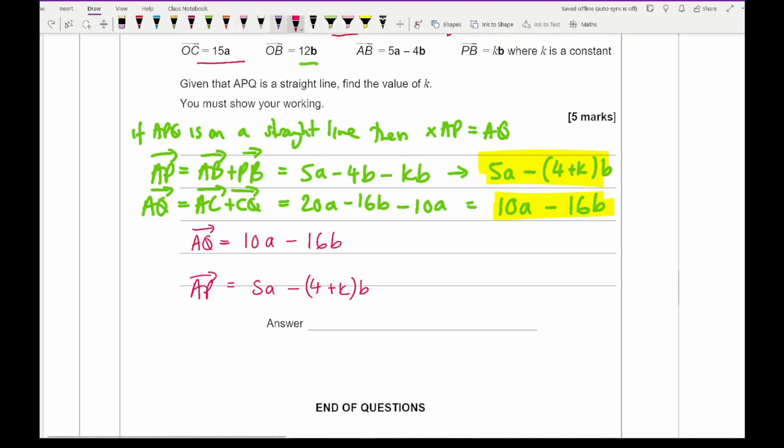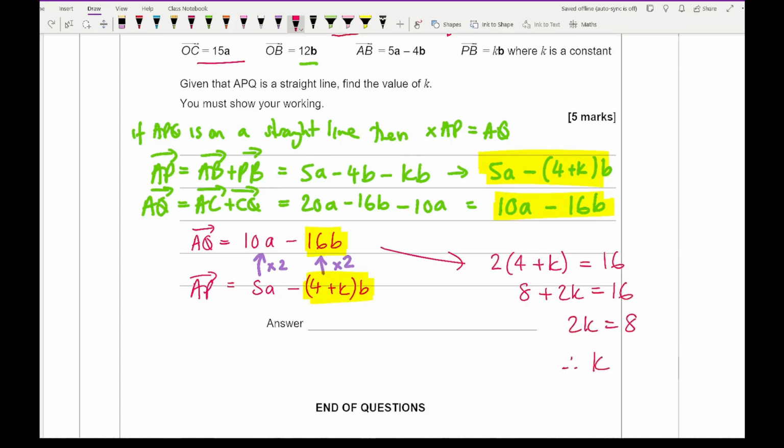Now to get from this to this, I've got to multiply by 2. So that means to get from this to this, I need to multiply by 2. So then taking this bit of information out, now I don't need to worry about the minuses because they're both negative. So what I then know is that 2 lots of 4 plus K must equal 16. So therefore 8 plus 2K equals 16. So 2K equals 8, giving me a final answer that K equals 4. So K equals 4. And there we go.